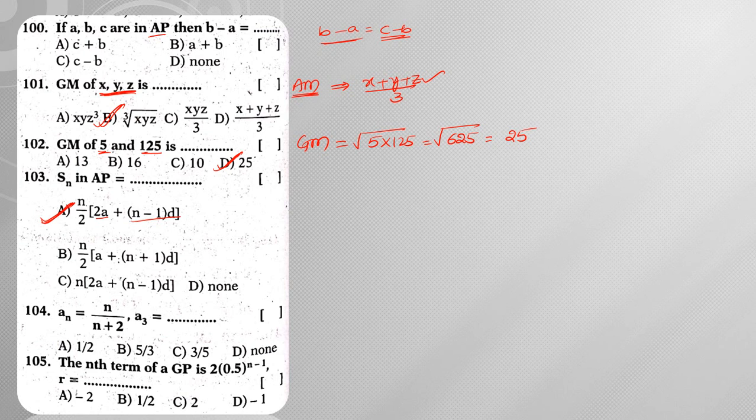Next, An is equal to n by (n plus 2), then A3 is equal to 3 by (3 plus 2), which is 3 by 5, hence the answer is 3 by 5.